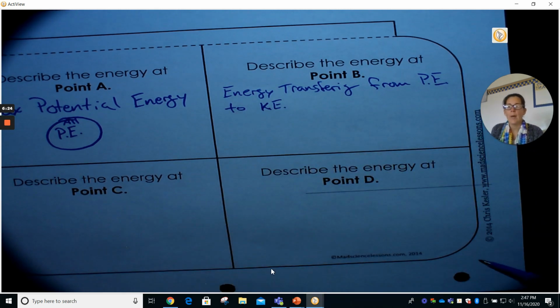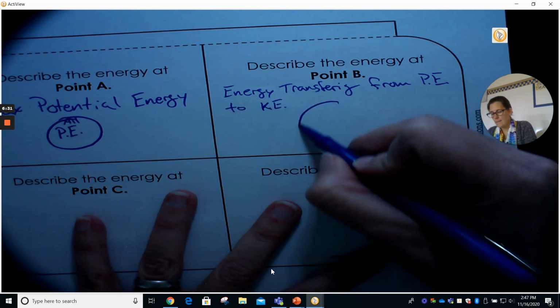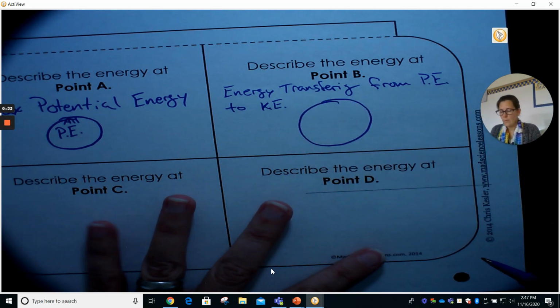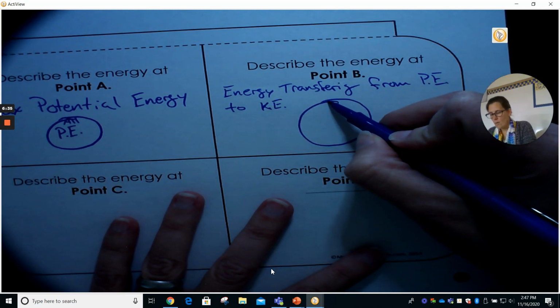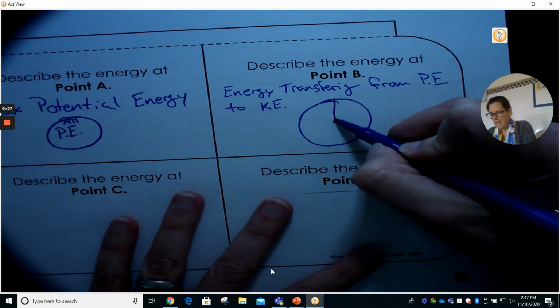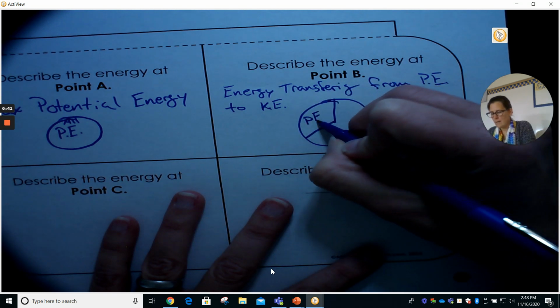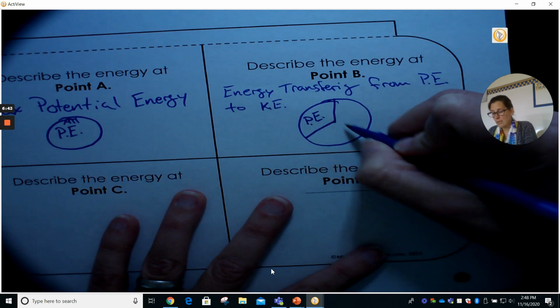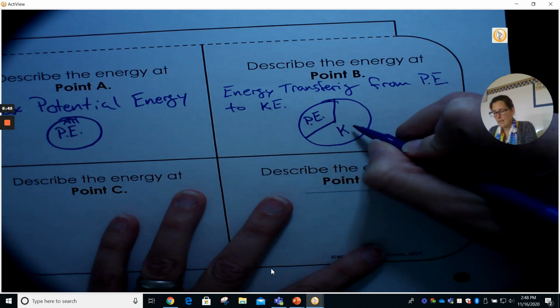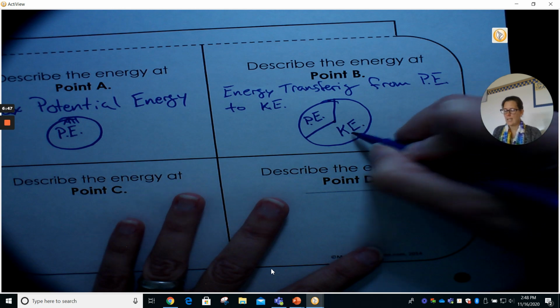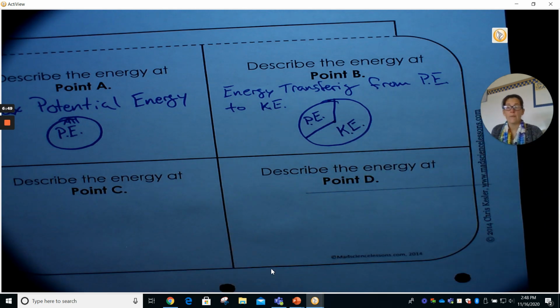Okay, so if we were to look at a pie chart at that section on a roller coaster, let's go ahead and draw it. We would probably have, oh, I don't know, there's some middle of it. We probably have, I'd say about this much or so potential energy left. And then this over here, because it's moving pretty fast, would be the kinetic energy. So it's transferring from potential into kinetic.